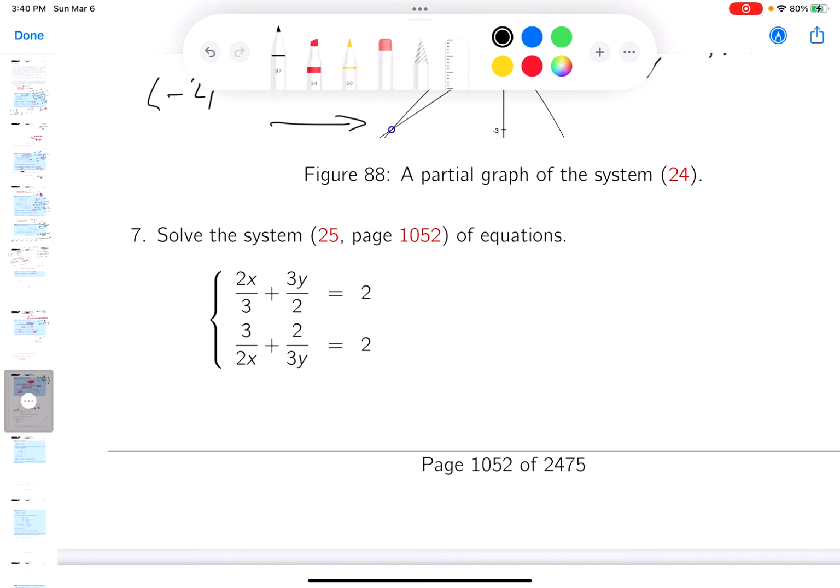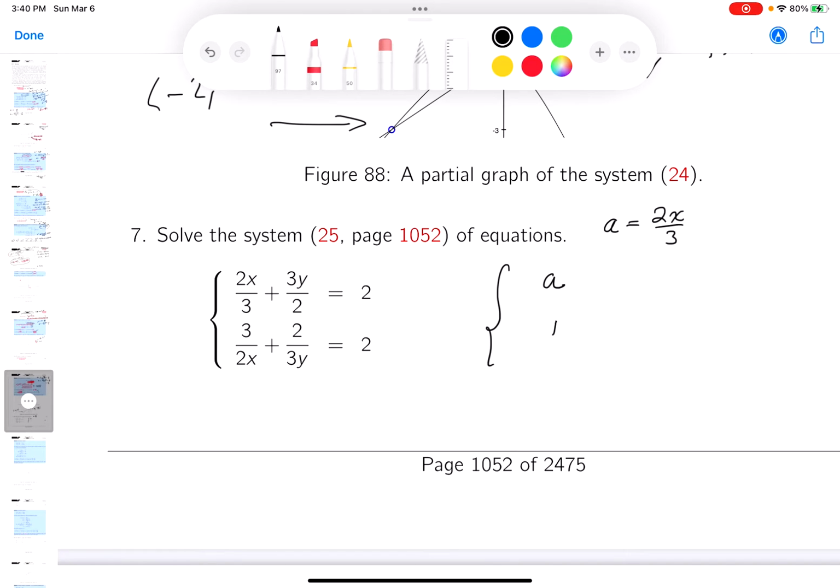Okay, I want to do this one a little differently, just to mix it up a little bit. One thing I noticed right from the get-go is that 2x over 3 and 3 over 2x are reciprocals. So I'm going to say A is equal to 2x over 3. Now, by the way, this may not make it easier. It may make it worse. You should never do something that's worse, all right?